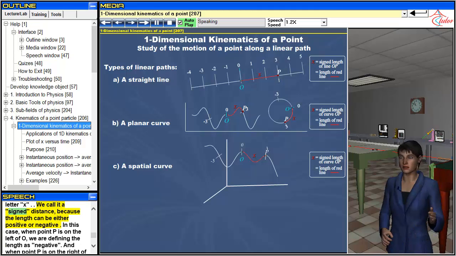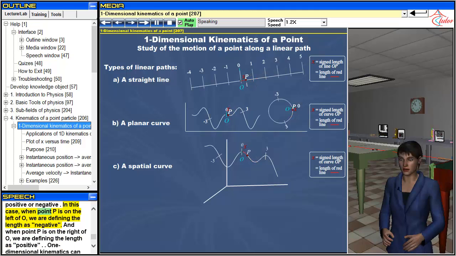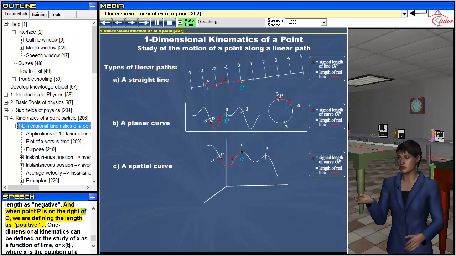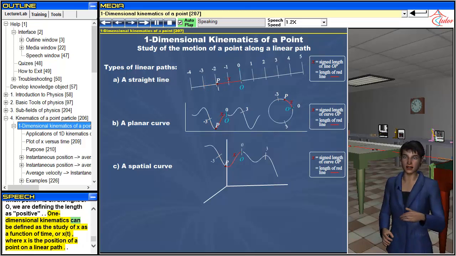We call it a signed distance, because the length can be either positive or negative. In this case, when point P is on the left of O, we are defining the length as negative. And when point P is on the right of O, we are defining the length as positive. One-dimensional kinematics can be defined as the study of x as a function of time, or x of t, where x is the position of a point on a linear path.